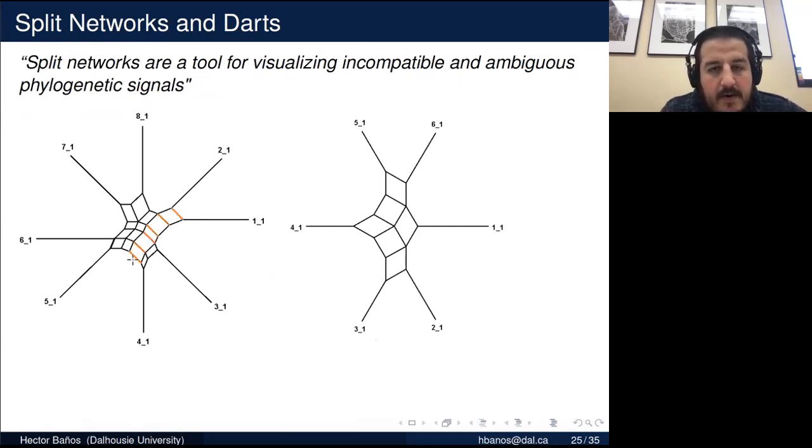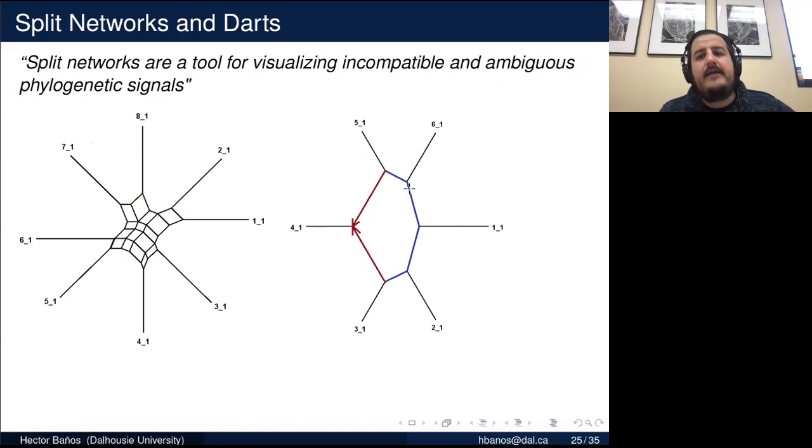For example, these orange ones just show that there are contradictory or incompatible signals between taxa 4, 3, 1 and the rest. Or, for example, these three in green show an incompatible signal between 7 and 8 and everything else. Now, given how our distance is constructed, we can actually have a biological interpretation for our network, and we will be able to draw conclusions from a split network, going from the implicit to the explicit network.